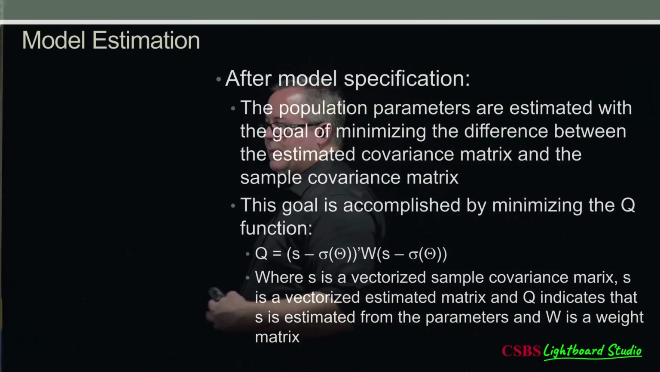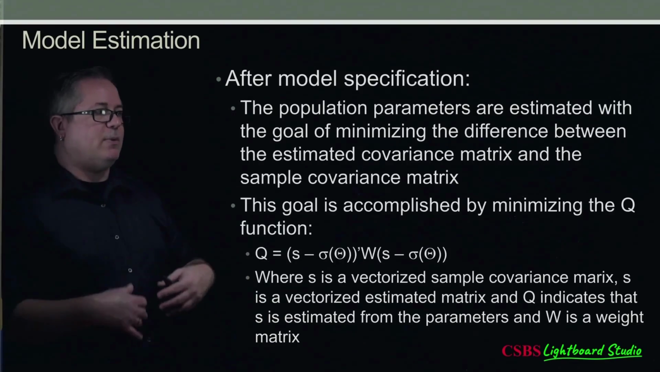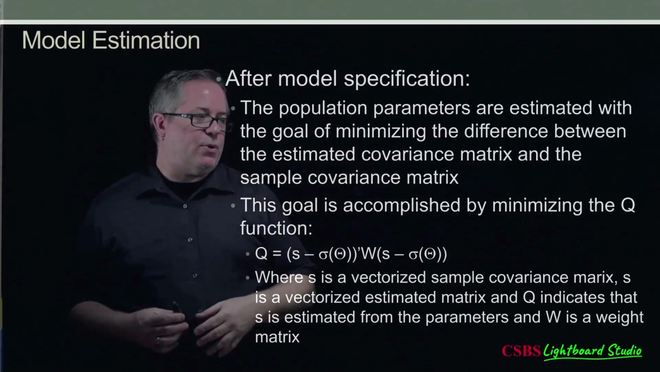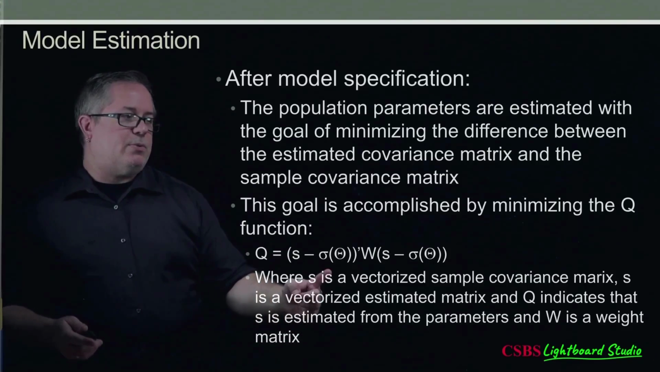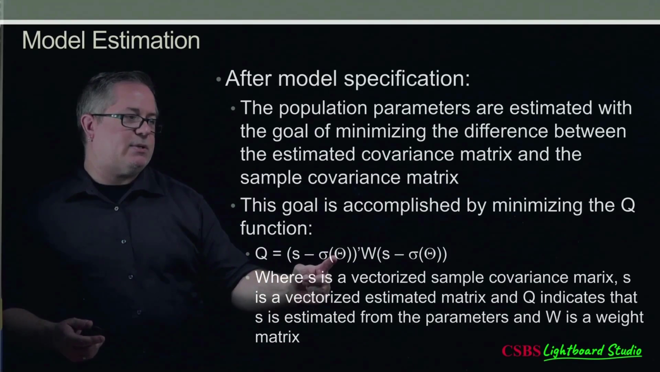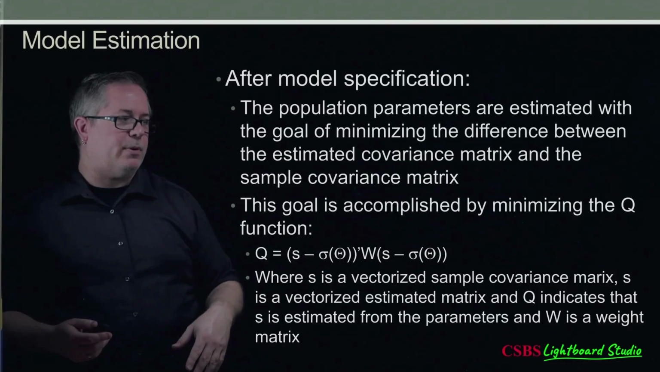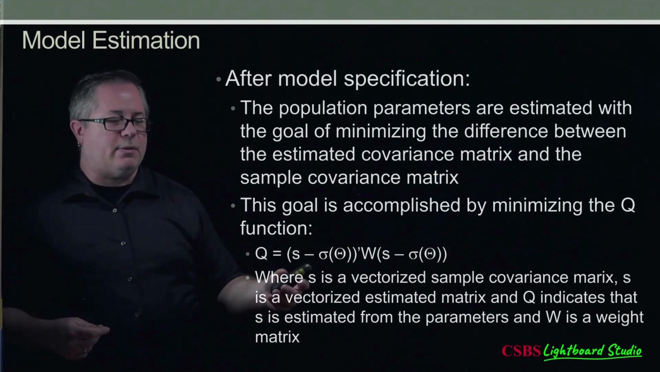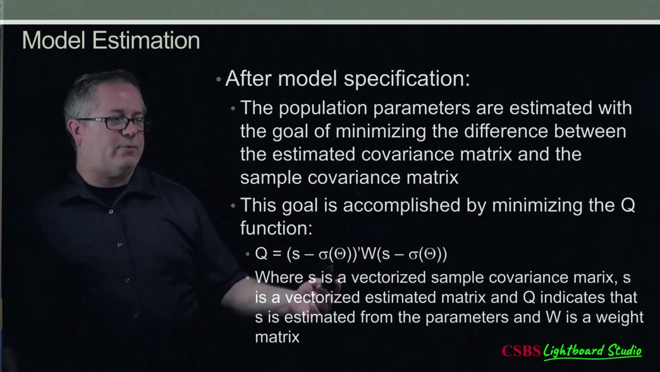After you specified your model and figured out it's identified and you're able to estimate everything, the population parameters are estimated with the goal of minimizing the difference. We just talked about that. We're trying to make it as small as possible. So we're specifying some sigma theta matrix, and the program tries to estimate coefficients for that model that make this difference as small as possible. W is a weight matrix depending on the estimation procedure. The details aside, here's our model-specified matrix, and we want that to be as close to S as possible.